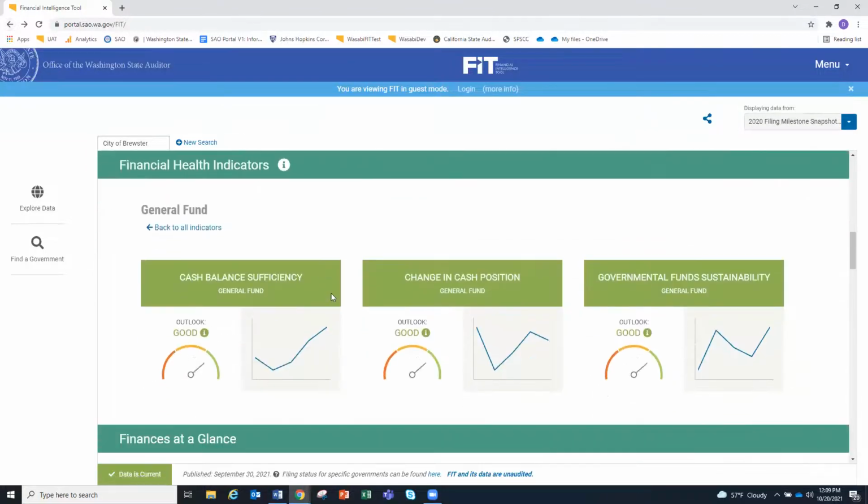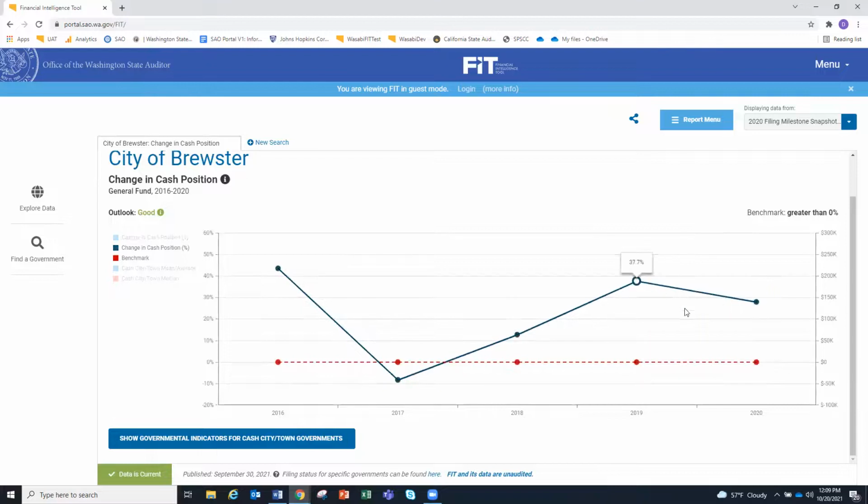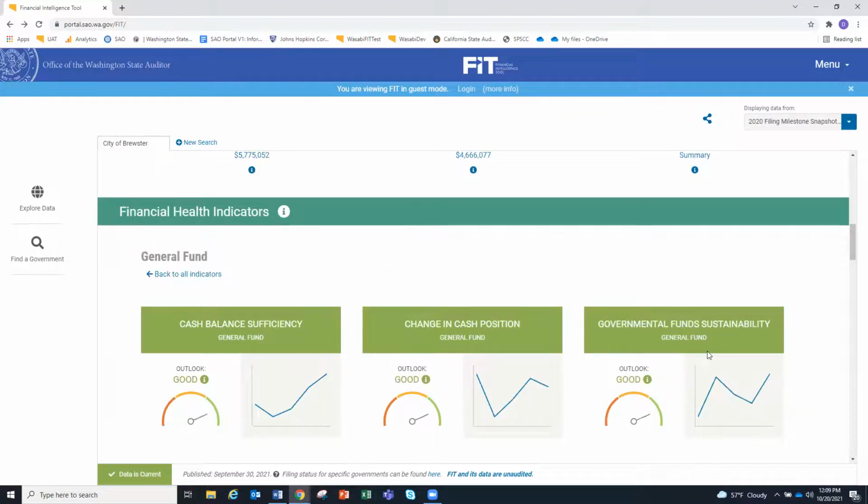So I'm going to go back. On the rest of these, I'm going to go faster, because cash balance sufficiency is the most important one in a lot of people's opinion, and the rest of these indicators follow the same kind of pattern. So, change in cash. Again, it's important to see where you are compared to the benchmark. Here's the benchmark, here's Brewster, and here's the median just for show. And again, if you wanted to go to the report menu and add, say, the City of Winthrop, you can do that as well. The next one here is governmental fund sustainability.